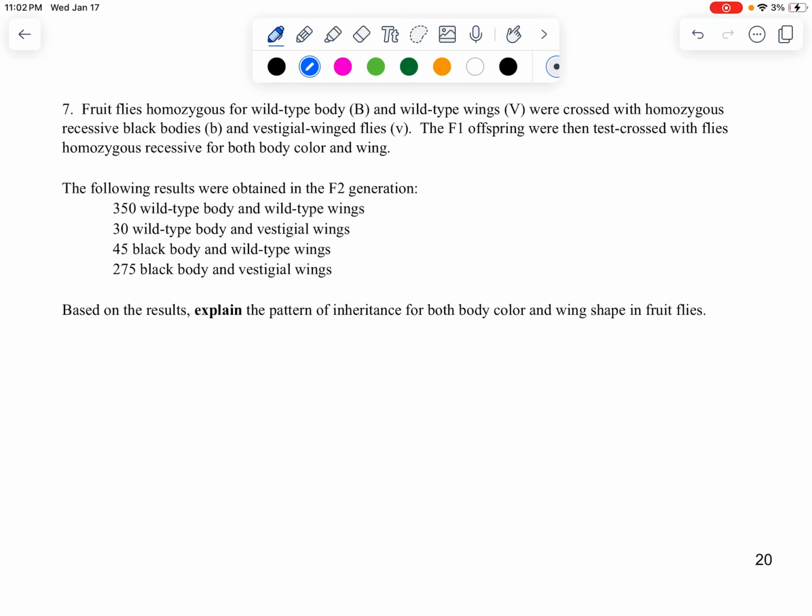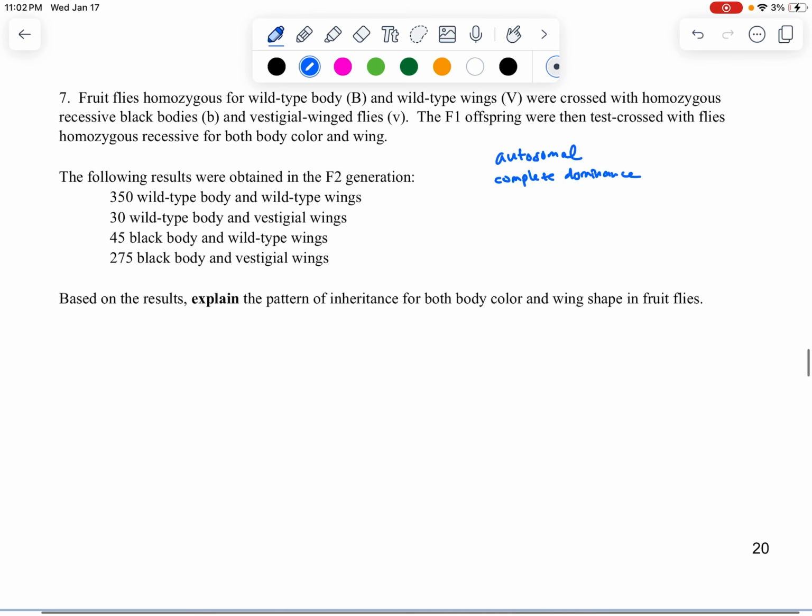Okay, so now we have 2 different genes, and let's assume for now that both of these genes are autosomal, meaning they are not sex-linked, and complete dominance, assuming one allele is completely dominant over the other. So let's start by identifying the genotype of both parents.